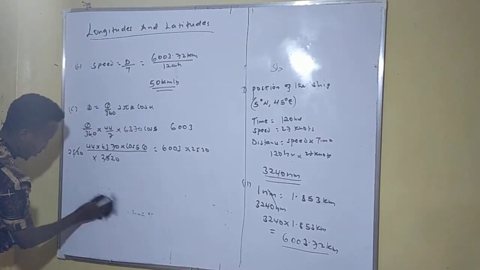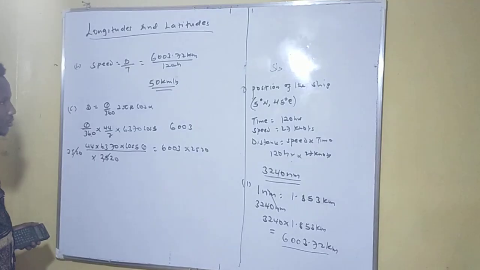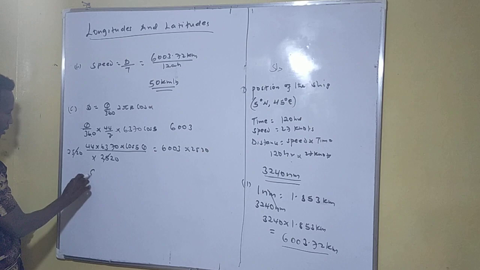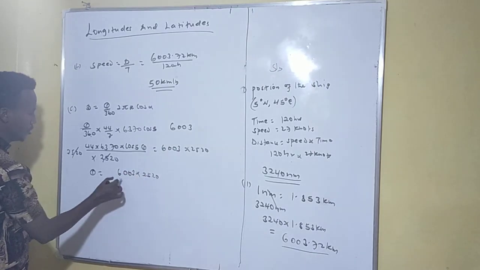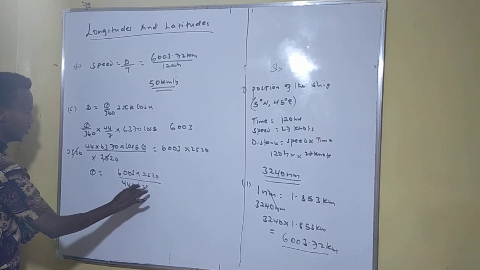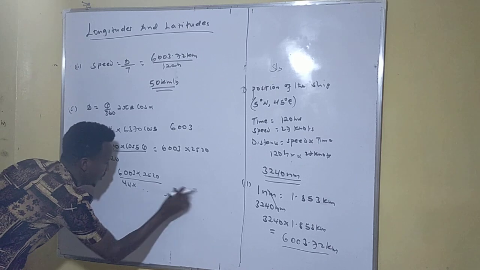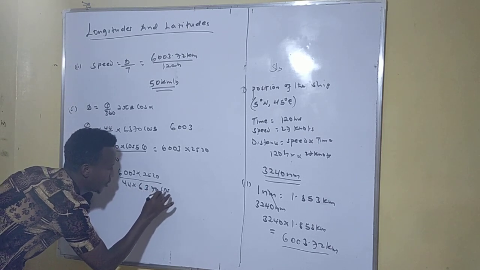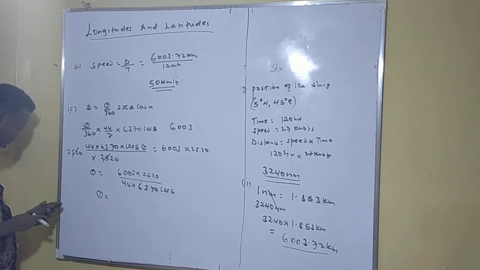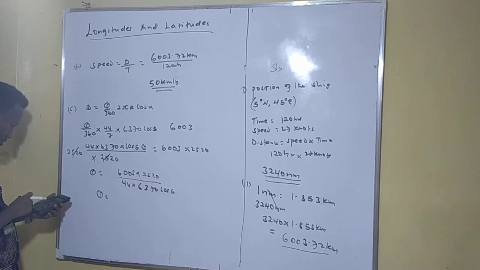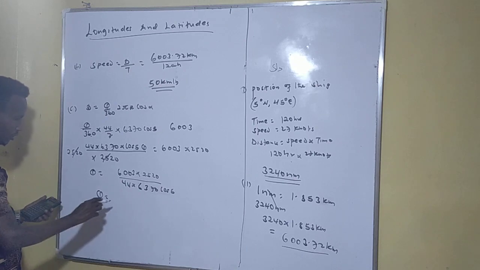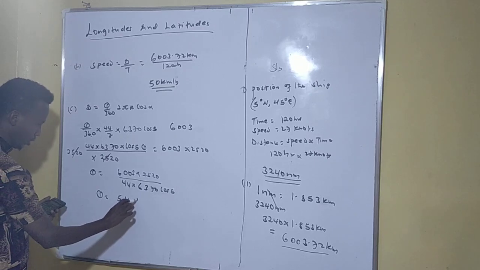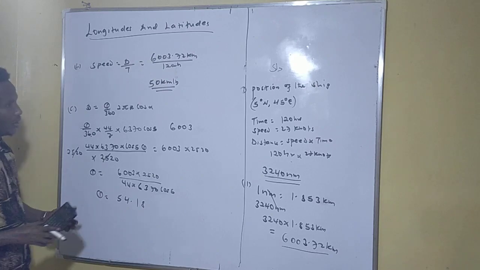I'm done with this part. Let me get the position of the second island. Theta is therefore equal to 6,003 times 2520, divided by 44 times 6370 cos 5. Let me multiply that: 6,003 times 2520 divided by 44 times 6370 cos 5, close the bracket. That will give me 54.18.